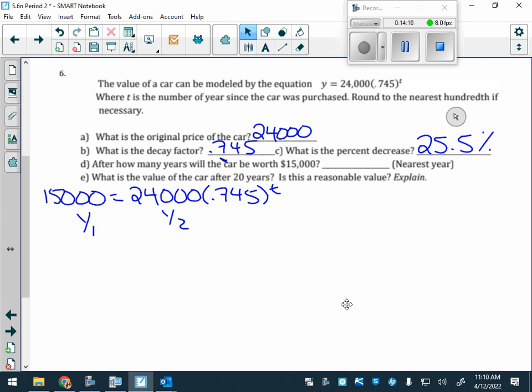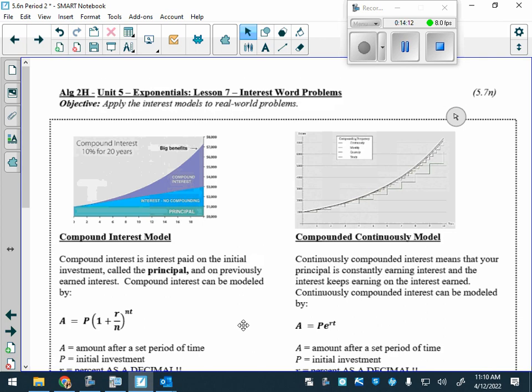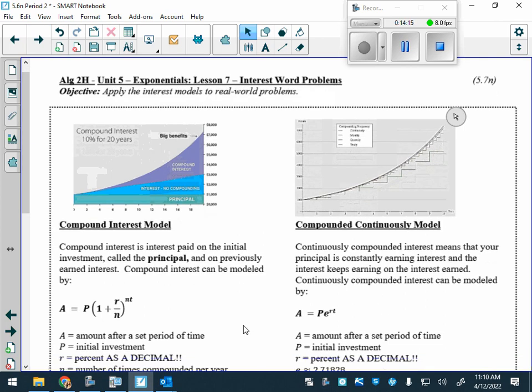No? Good. All right. Take out your notes. Okay. Just so you know, you do have an exponential test on the 28th. On the 28th.